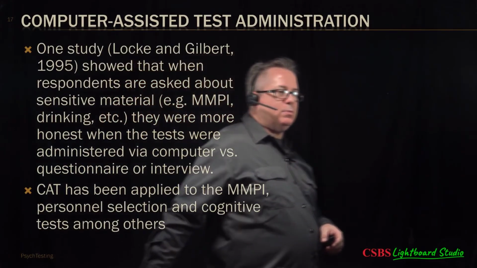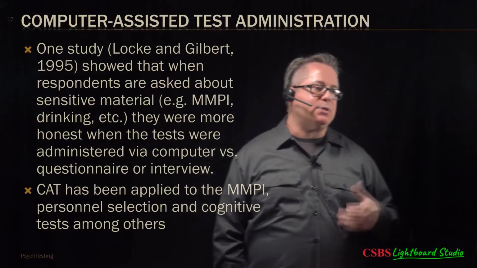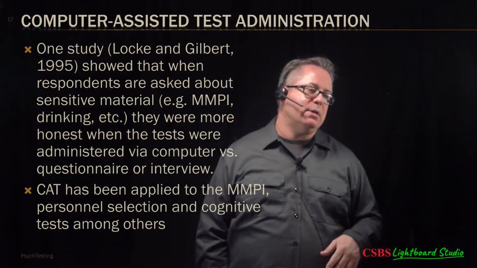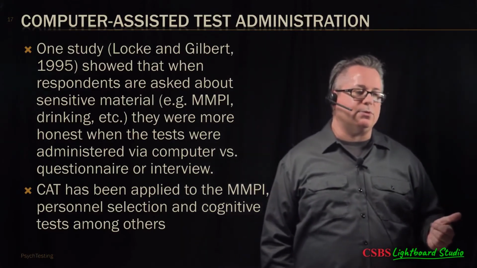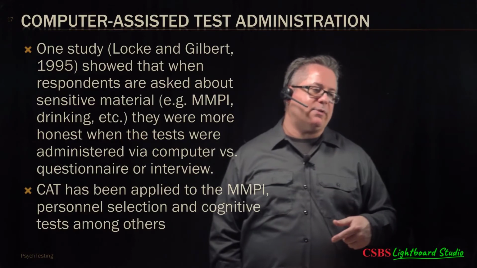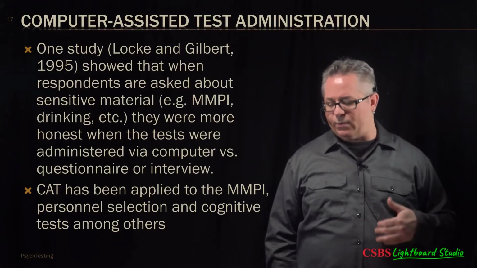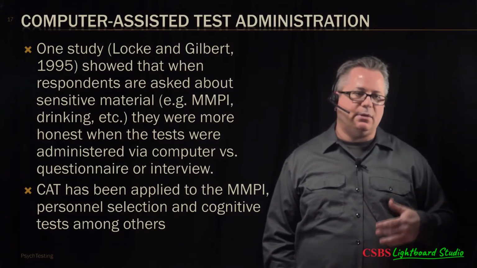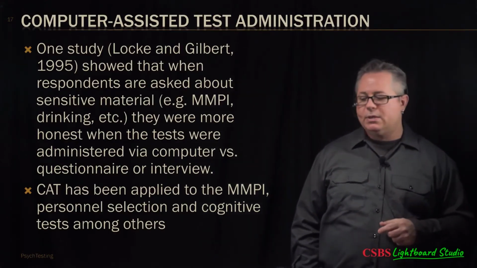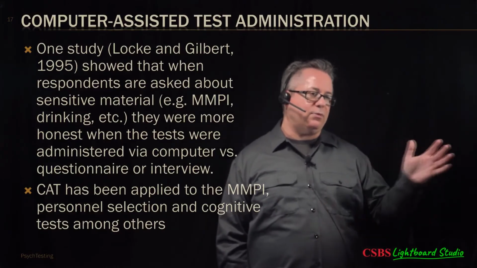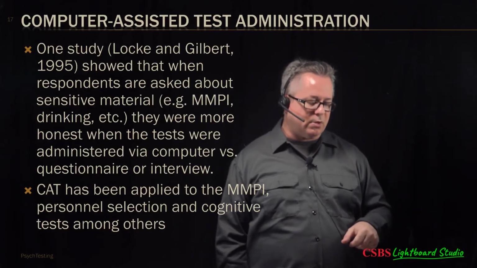One study, again a little bit old, Locke and Gilbert, showed that when respondents are asked about sensitive material, like the MMPI, there are questions about drinking and drug use and other things like that, they were more honest when the tests were administered via computer than via questionnaire or interview, which is what we said before. Computer adaptive tests have been applied to the MMPI. They use them in personnel selection and cognitive tests. They've done it with the GRE and all kinds of things where it makes a lot more sense to have the test adapt to your ability than to give everyone the same questions, where you're answering some questions that are way too easy and some that are way too hard, and just to hone in on the ones that are right about at your level.